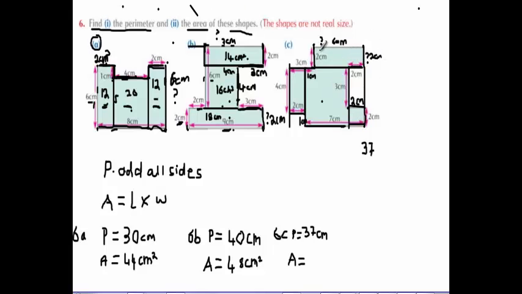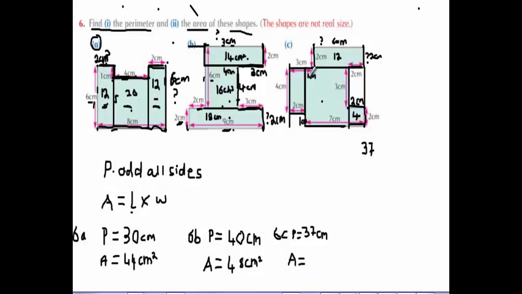Okay, so what do I know? I know this rectangle up here. I know that it's 6 centimeters from here to here, 2 centimeters from here to here. I know that area equals length multiplied by width, so 6 multiplied by 2, that equals 12. I know this square here. I know that this line is 2 centimeters, this line is 2 centimeters, so 2 multiplied by 2, that equals 4.